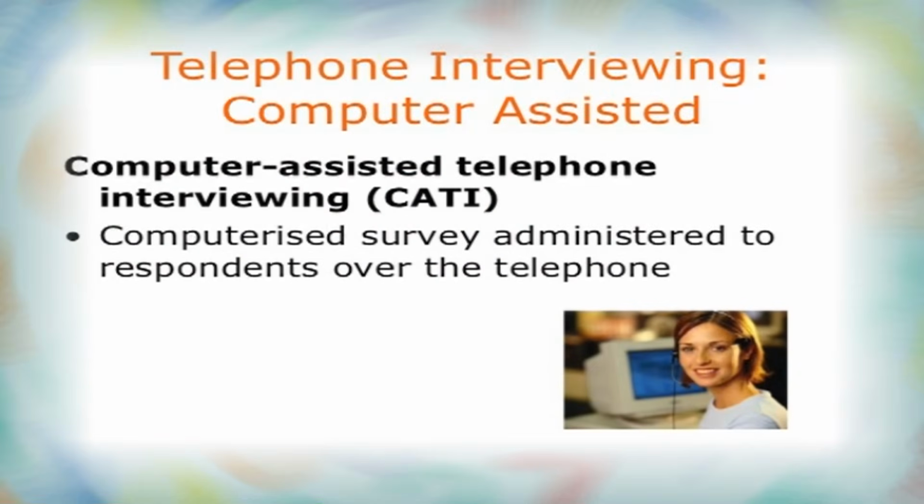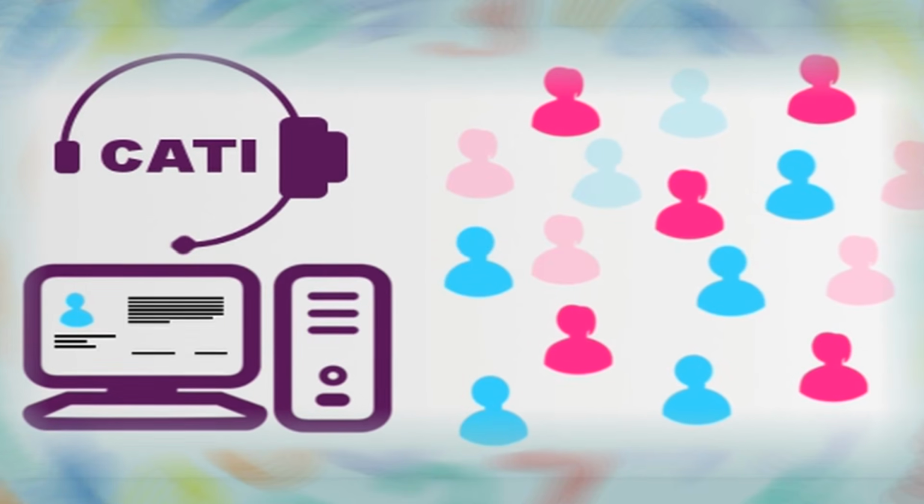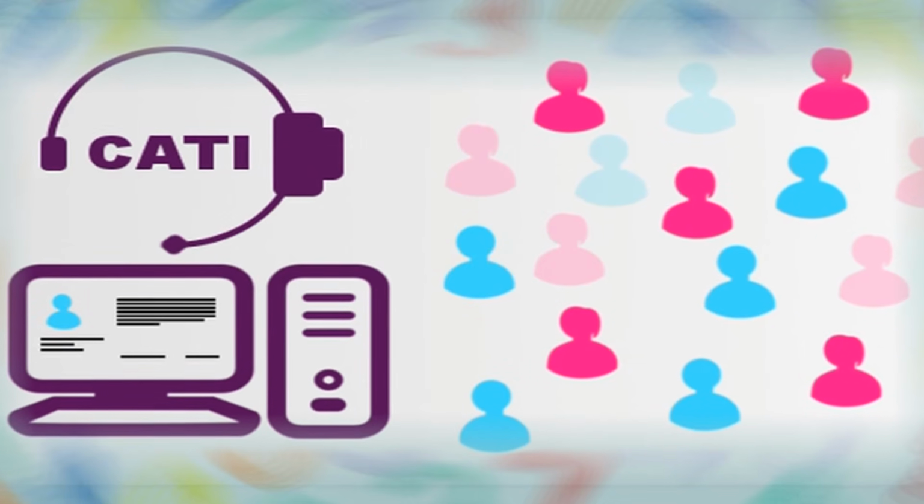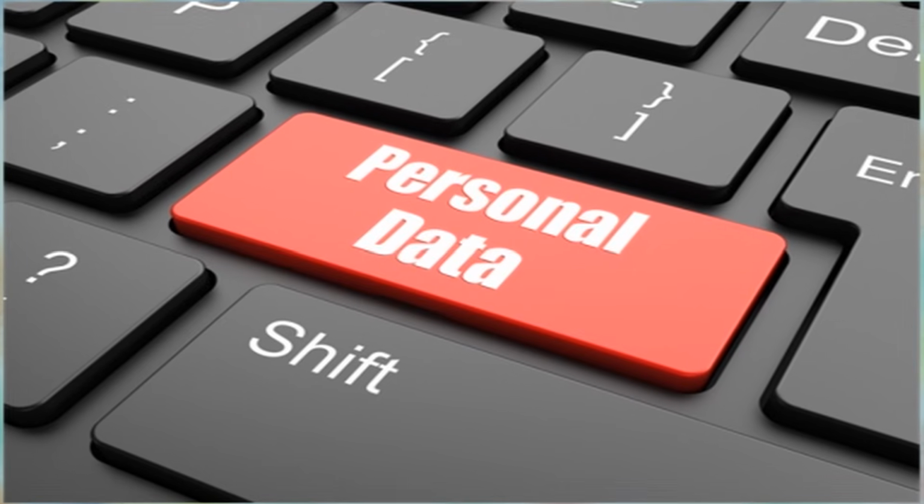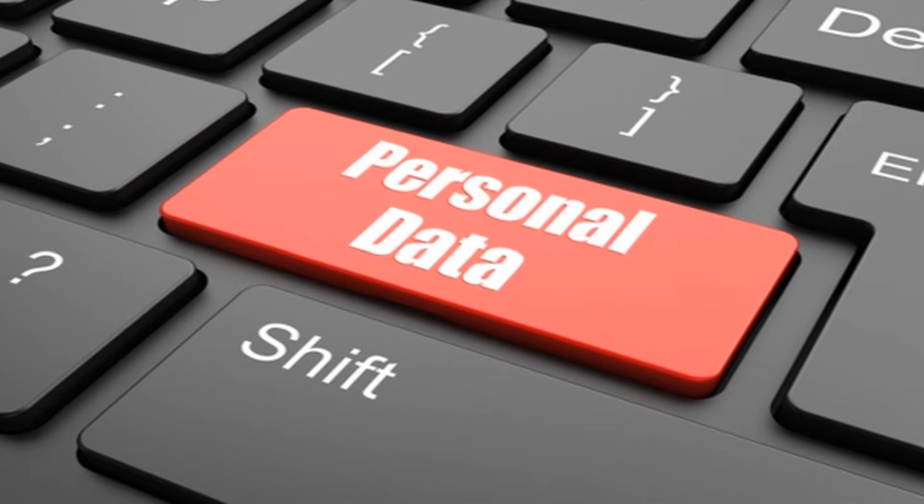Next is computer assisted telephone interviewing, which is called CATI. This is a type of telephone interview, but with the interviewer keying respondent answers directly into the computer. What does this do? This saves time involved in processing data, but can be expensive to set up and requires interviewers to have computer and typing skills.